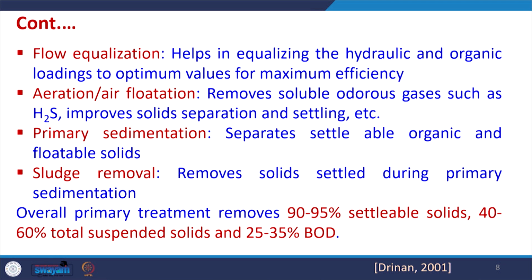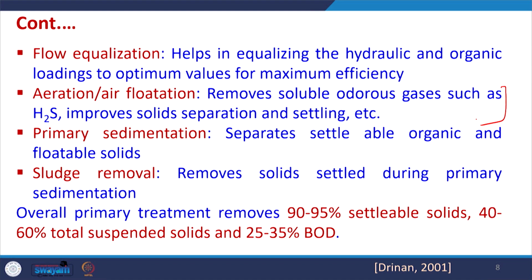Thus, overall it helps in equalizing the hydraulic and organic loadings to a certain optimum value at which the treatment plant will be operated, so that the efficiency is always maximum. So, this is the first step. In the flow equalization basin, it is possible that aeration may also be done, or aeration may be done in a separate step. If in the industry there is not much variation with respect to flow rate or composition, this flow equalization step may be avoided also.